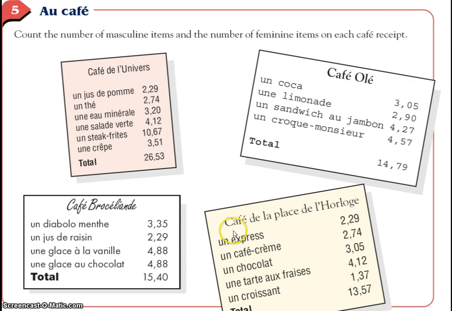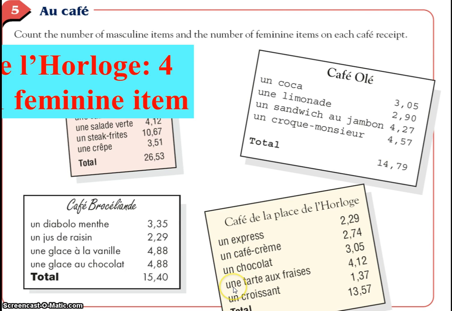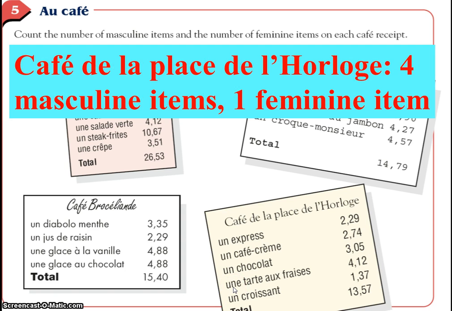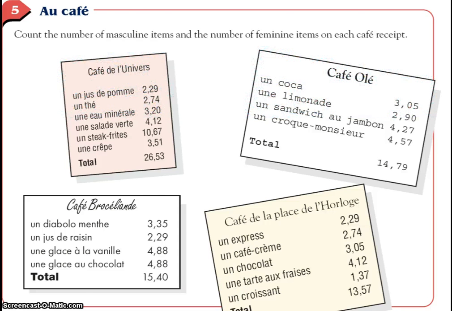Here we have un express, deux, un, deux, trois, quatre. Quatre masculins. Un express, un café crème, un croissant. So quatre masculins et un féminin. So four masculine and one feminine. Let's check it. Very good. Now that we get this, let's talk about your homework.